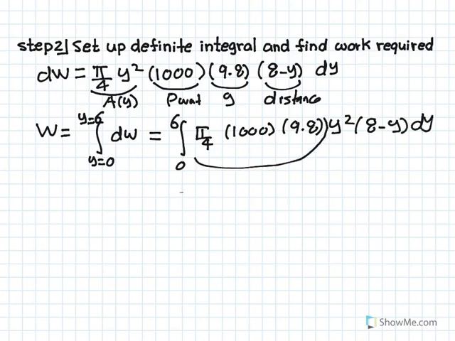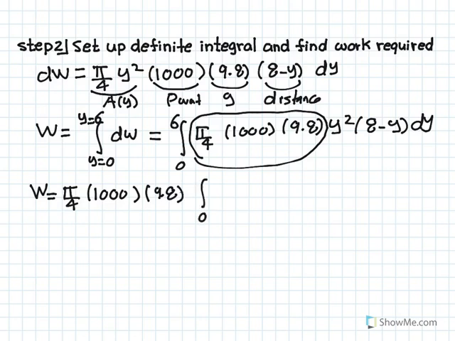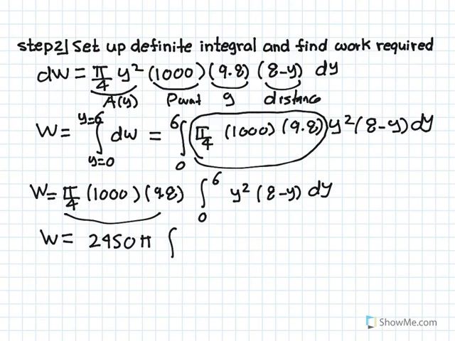Now all of these are constants. We can just push them out of the integral. So the work is going to be equal to pi over 4, constants can pass right through the integral, times 1,000, times 9.8, integral from 0 to 6 of y squared times 8 minus y, dy. If we multiply all these numbers, we get the work is equal to 2450 pi times the integral from 0 to 6. Let's multiply y squared through, and we get 8y squared minus y cubed. And this is a simple integral to do, dy.